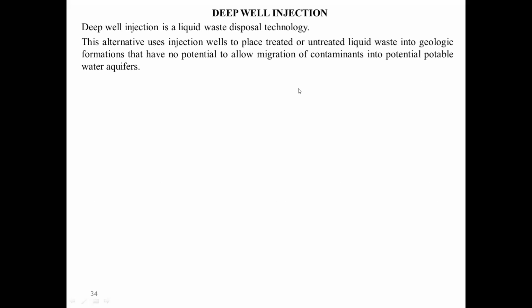This alternative use of an injection well is to place treated and untreated waste into a geological formation so that there is no potential for the migration of contamination to the potable water aquifer. The only reason why we are doing this is that we want to avoid the contamination of groundwater.